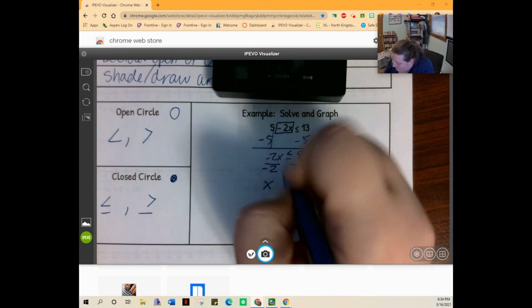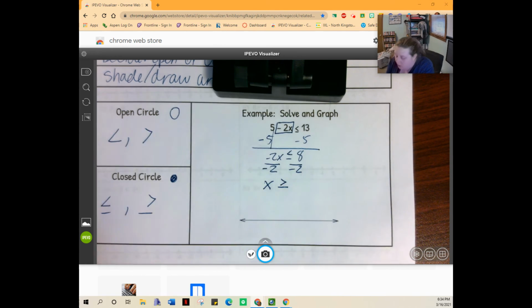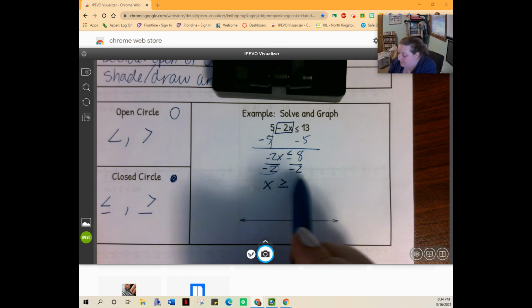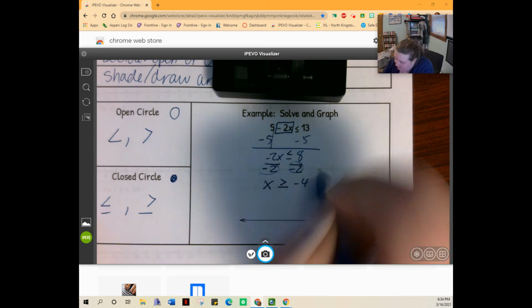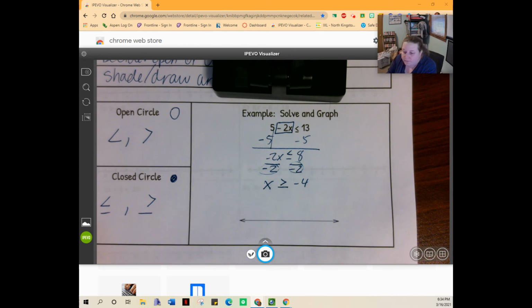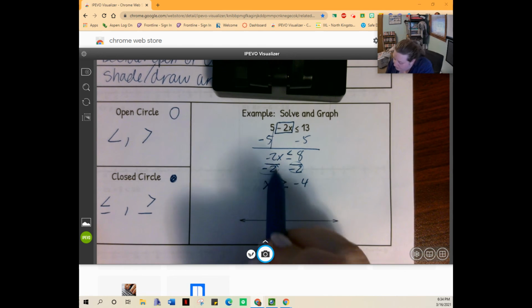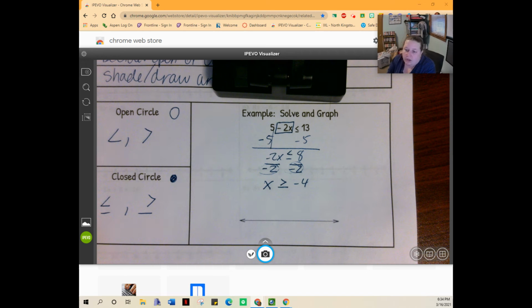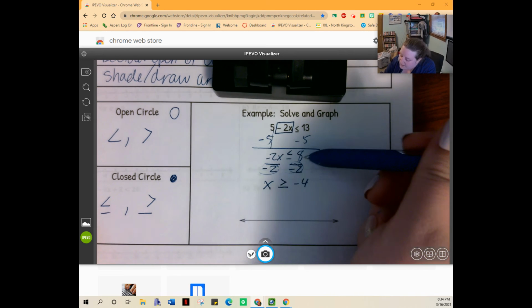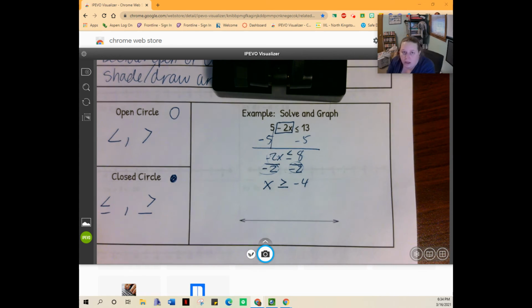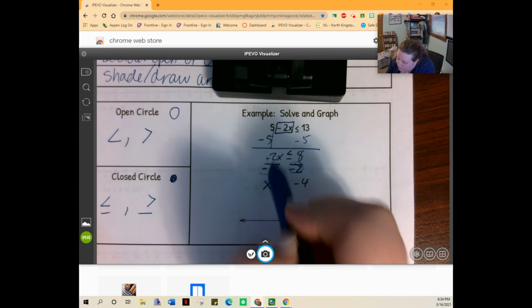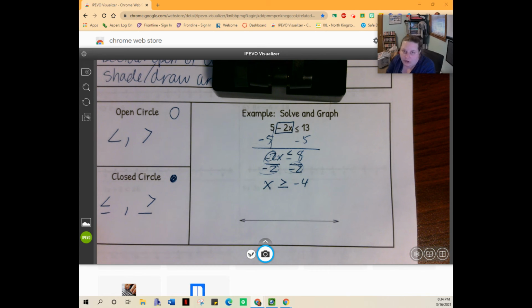So I keep the x, I'm going to flip the inequality symbol because I divided by a negative on both sides, and I get x greater than or equal to -4, okay? Whenever you're dividing by a negative number, you're going to flip the sign. Now, let's say that this was a +2 and this was a -8. You wouldn't need to flip it. It's only when your coefficient is negative and you're multiplying or dividing by that.